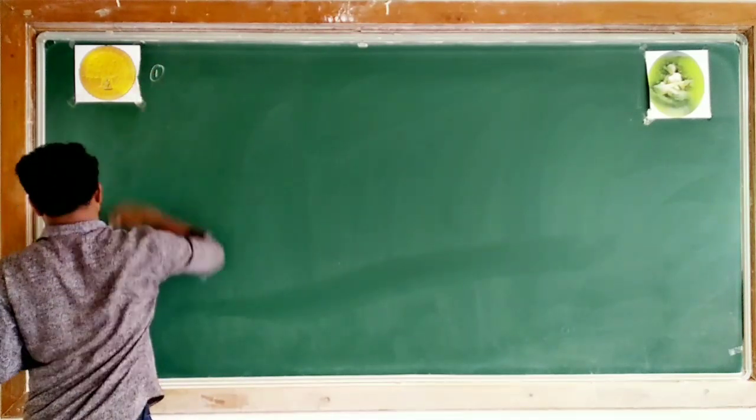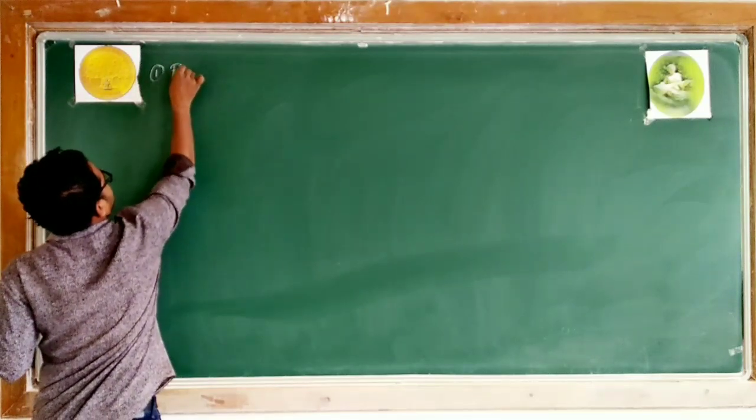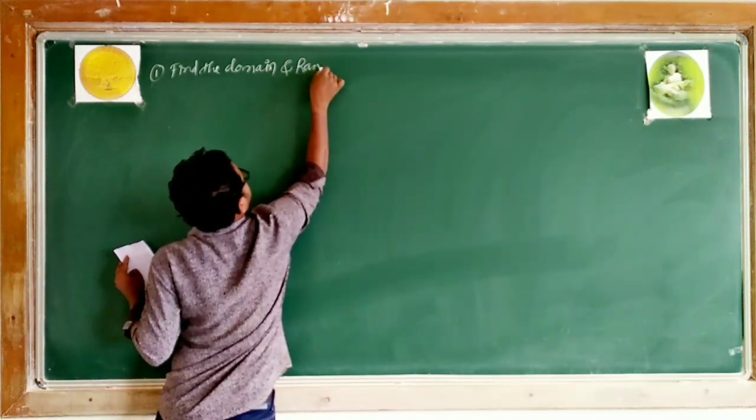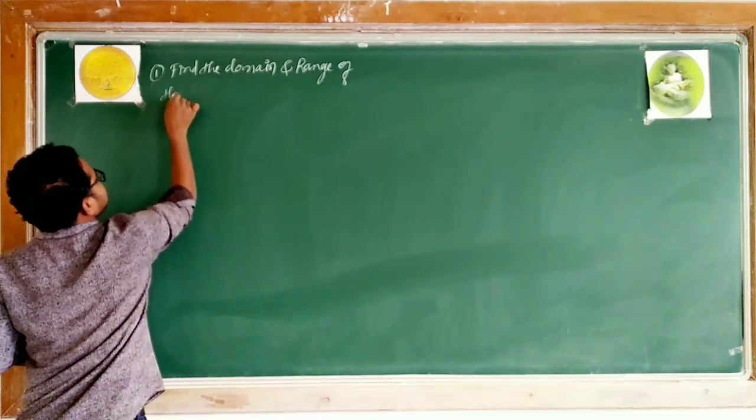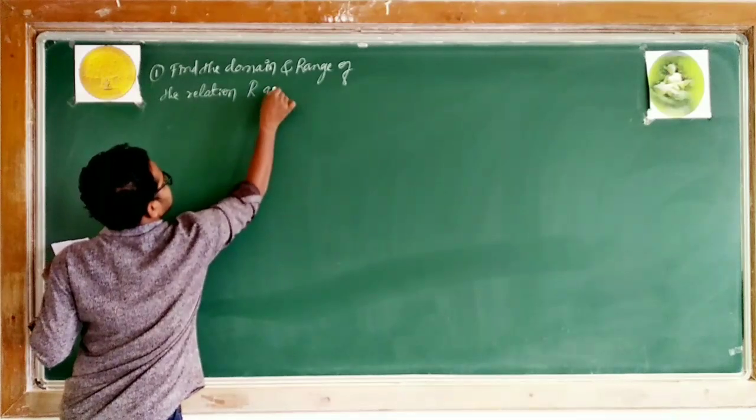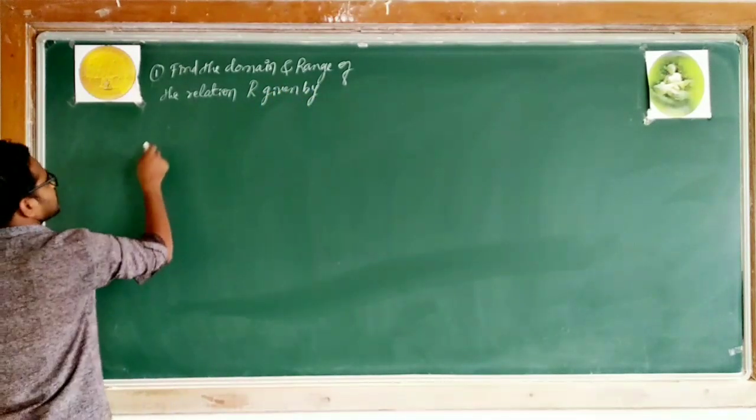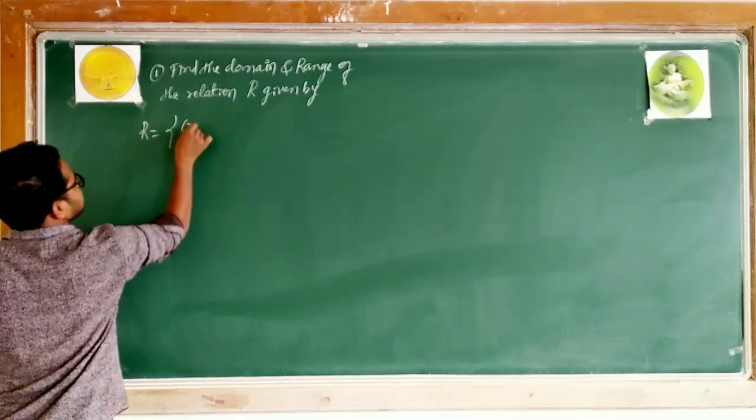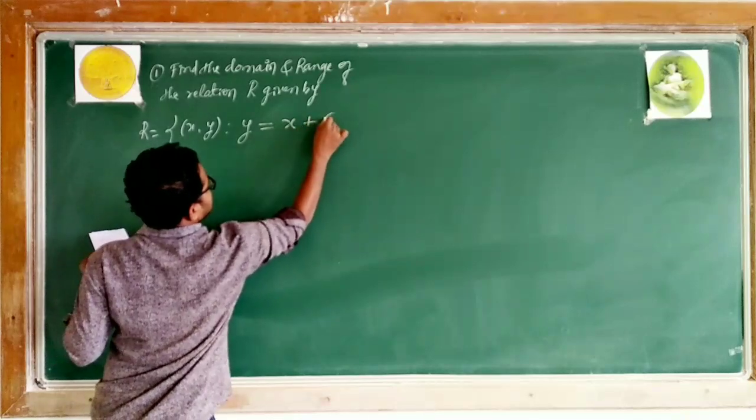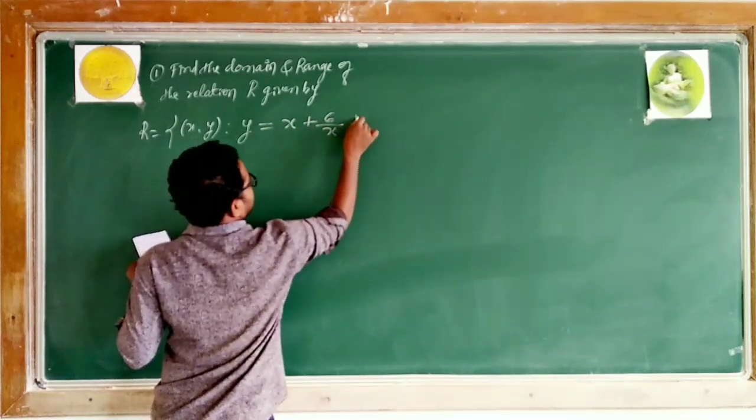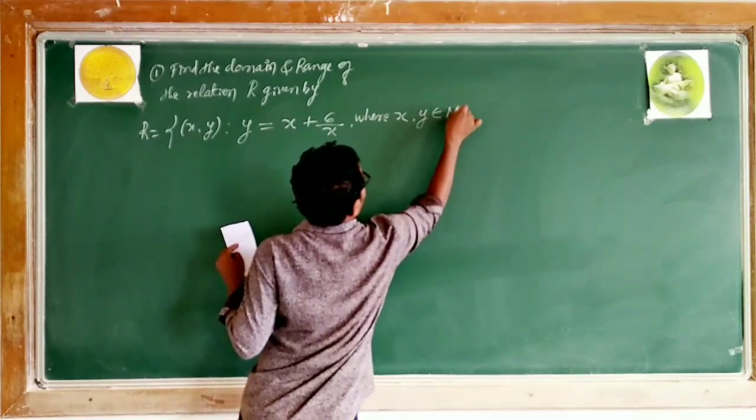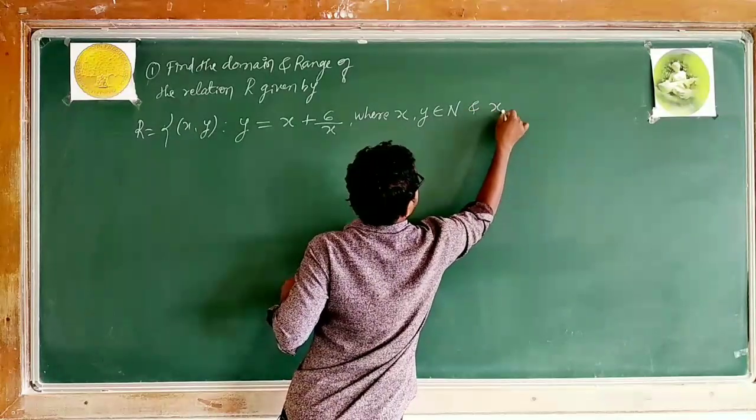First one. What is the first one? Find the domain and range of the relation R given by R is equal to {(x, y) such that y is equal to x plus 6 divided by x}, where x, y belong to natural numbers, keep in mind, and x is less than 6.